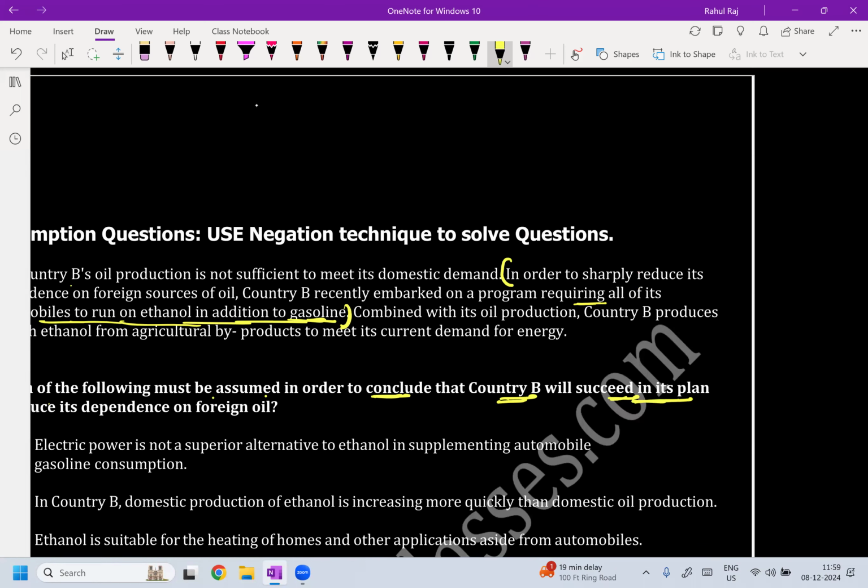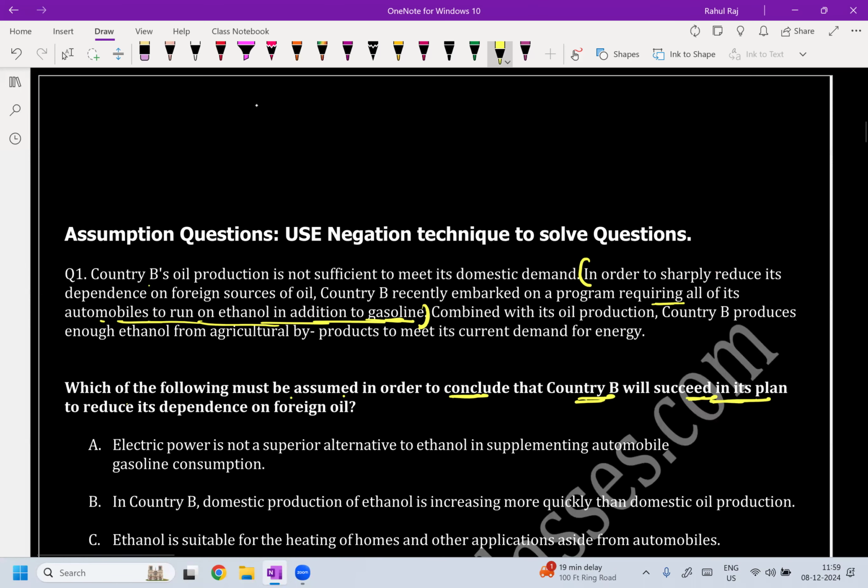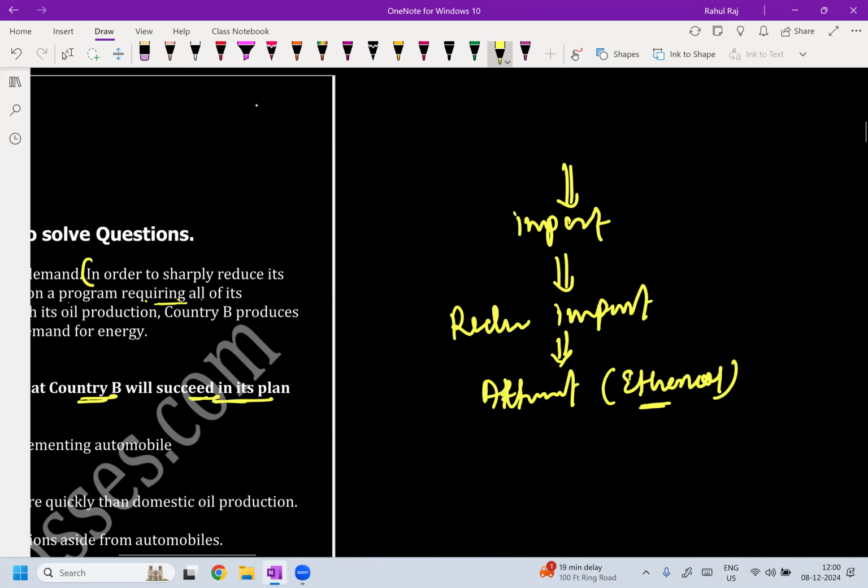See here. In order to sharply reduce the dependence on the foreign source of oil, country B recently embarked on a program requiring all its automobiles to run on ethanol in addition to gasoline. It means that they might have ethanol. They have found ethanol. Now they are trying to say that we'll use ethanol plus gasoline.